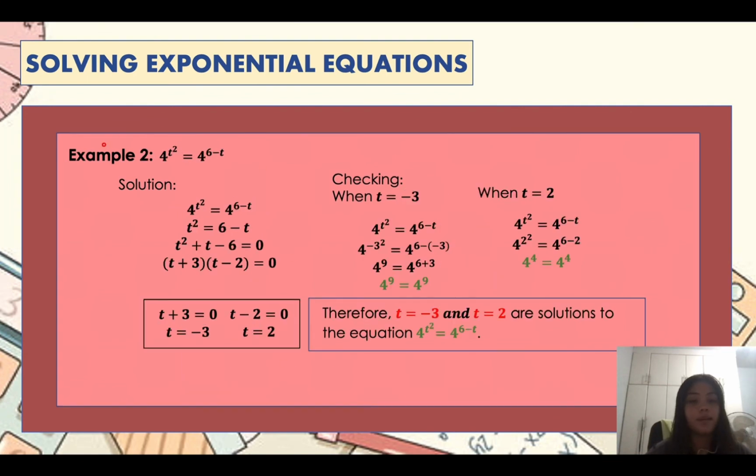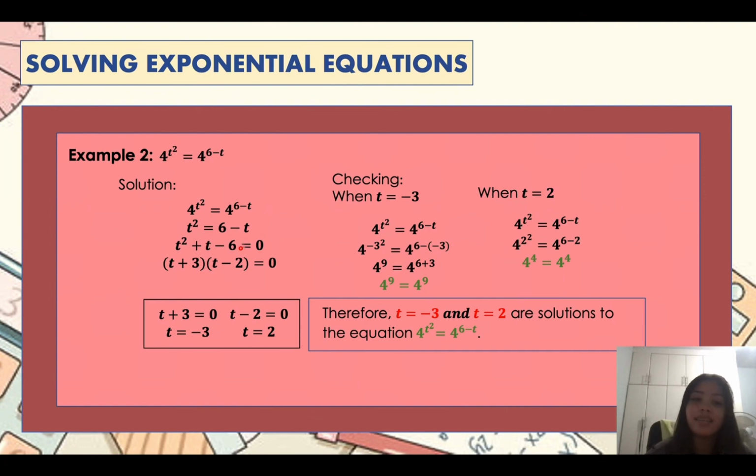Moving on, we have example number 2: 4 raised to the power of t squared is equal to 4 raised to the power of 6 minus t. To simplify this, we first check its base. Again, it is the same, so we then bring down the exponents, t squared and 6 minus t.